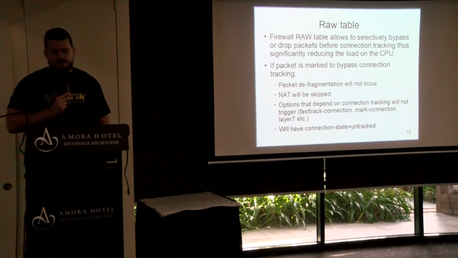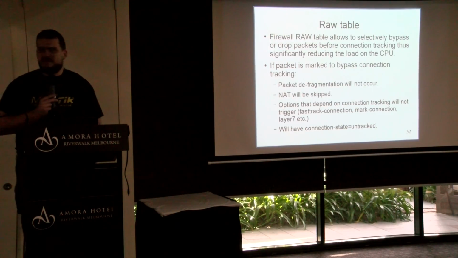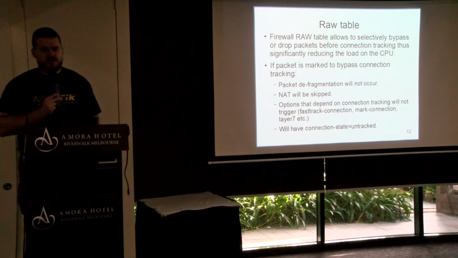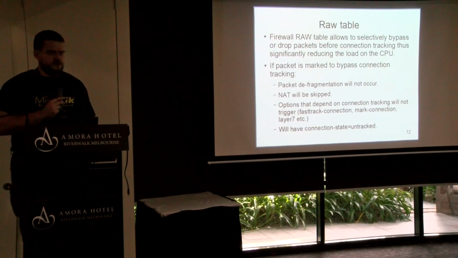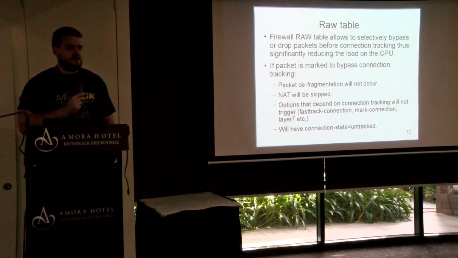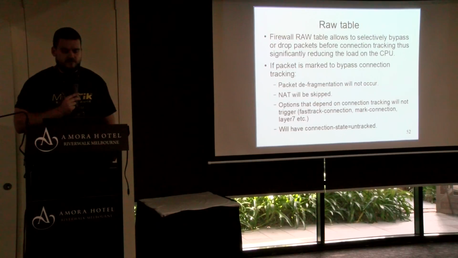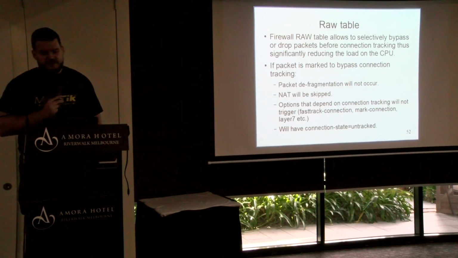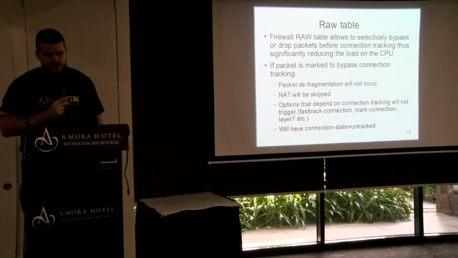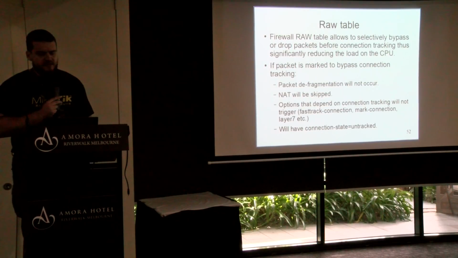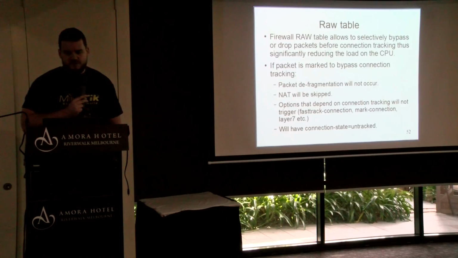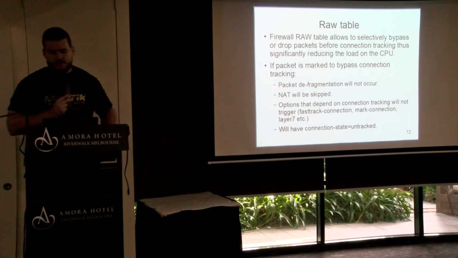So by skipping connection tracking, here are the things that you get. First of all, fragments can pass through your router without being defragmented, because connection tracking requires all the fragments to be reassembled. And if you send them out via the same type of tunnel, they will be fragmented again. Sometimes you just need to send the fragments as they are to the next device so that only the end device reassembles them. You can do that using the RAW table. Also, if you are skipping connection tracking, you are skipping all NAT, so it doesn't happen to that traffic. Fast track connection, mark connection, layer 7 will not work. And all these packets that bypass connection tracking will actually have the connection state untracked, so that you can find them in the firewall.